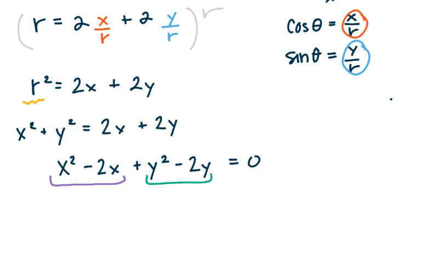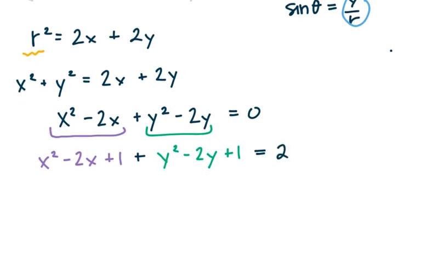So x squared minus 2x, I would need to say negative 2 divided by 2 is negative 1, squared, would be plus 1, plus y squared minus 2y. Again, we would add 1 here. And since I added 1 twice on the left, I have to add 1 twice on the right. 1 plus 1 is 2.